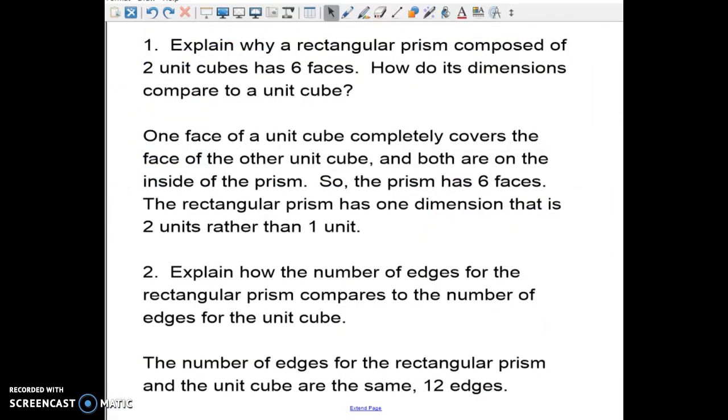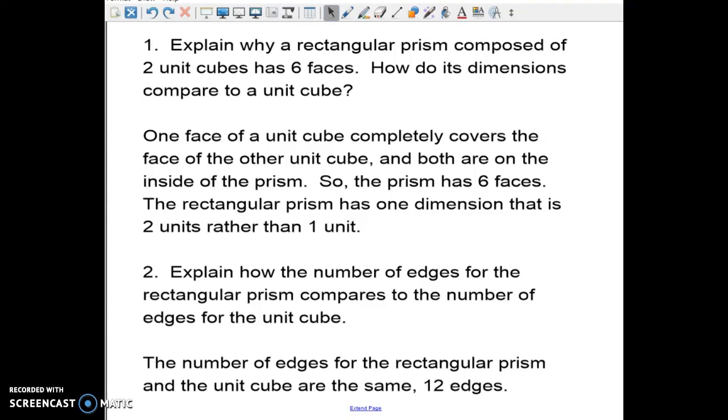Okay, we kind of discussed this earlier, why a rectangular prism composed of 2 unit cubes has 6 faces. How do its dimensions compare to the unit cube? One face of the unit cube completely covers the face of the other unit cube. Remember when I put them together?